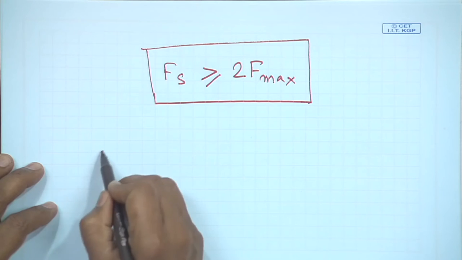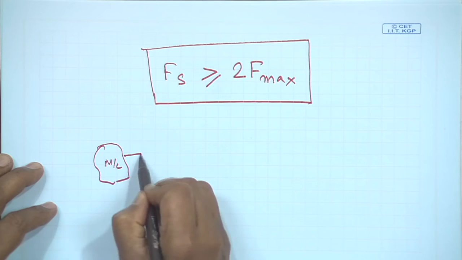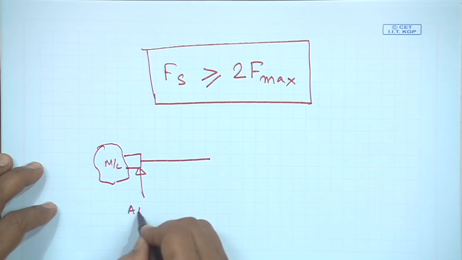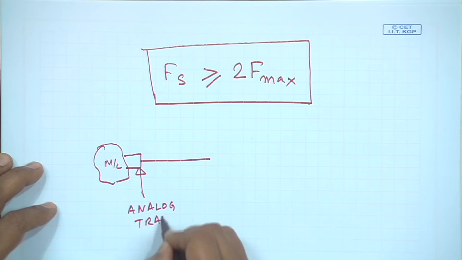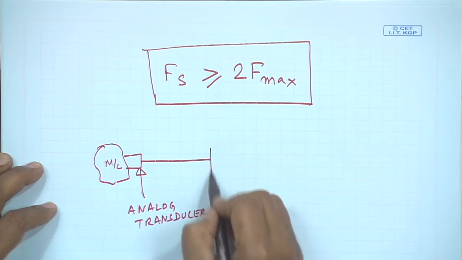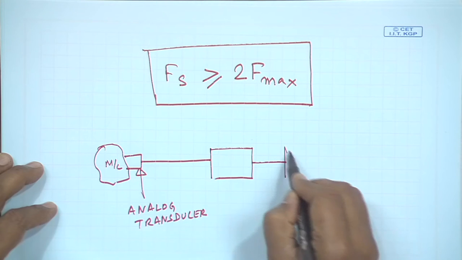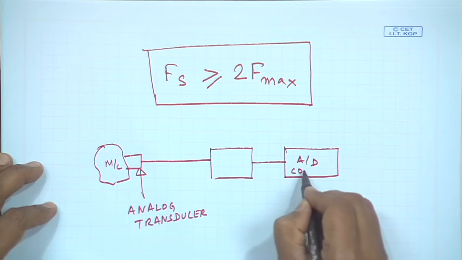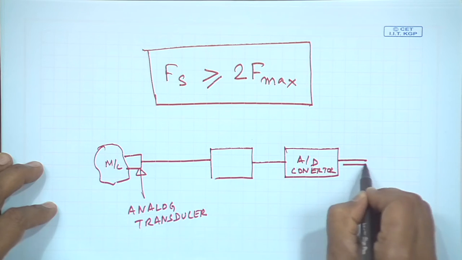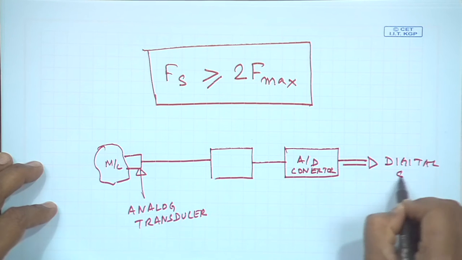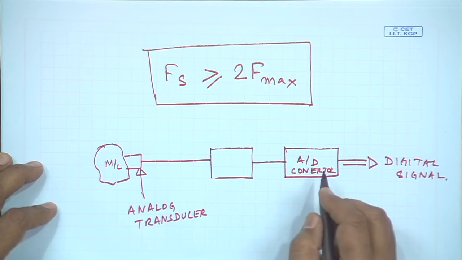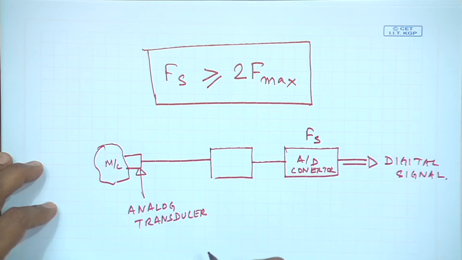So I always ask my students, what if your maximum frequency is not known to you? How do you ensure that signal aliasing is not occurring because of inadequate sampling frequency? I'll answer that question. This is my machine, and I have put an analog transducer. Then I have something here, which I'm going to ask what it is, and then this is the A to D converter, and then I get my digital signal. The A to D converter is a bought out item, so I know its specification as FS.